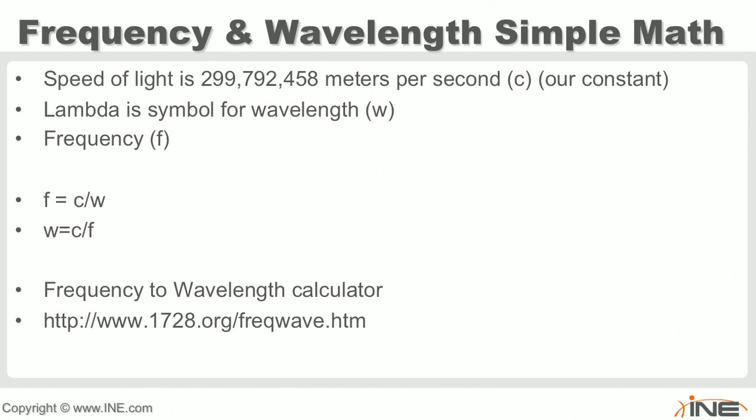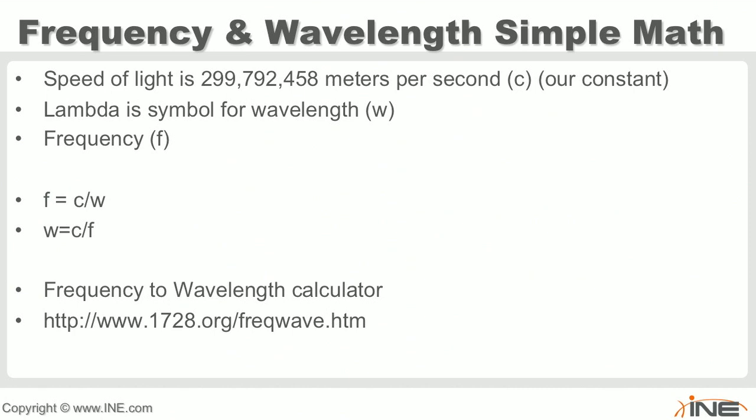Most people round it up a little bit for a rough calculation, not for a precise one. Obviously, you'd use the actual number, but for a rough calculation, people tend to say 300 million meters per second. And that's going to be represented in our equation by the letter C. Lambda is the universal symbol for wavelength, and frequency will be represented with an F.